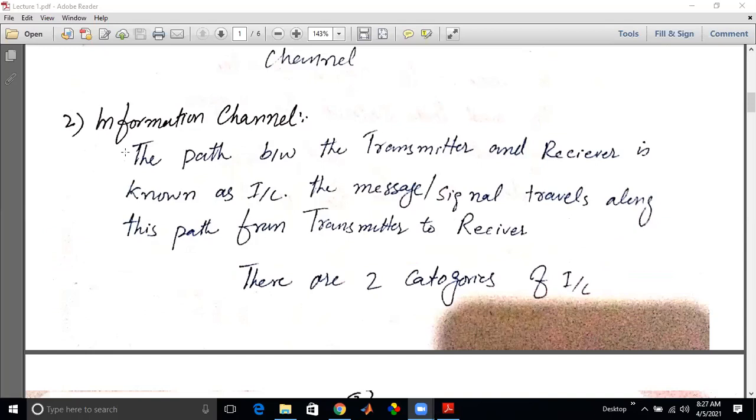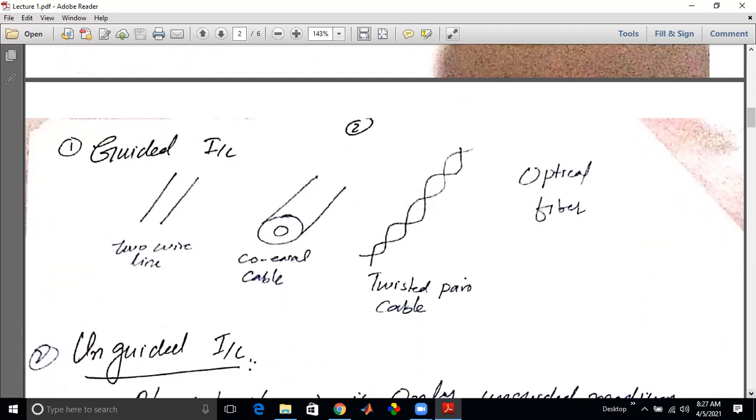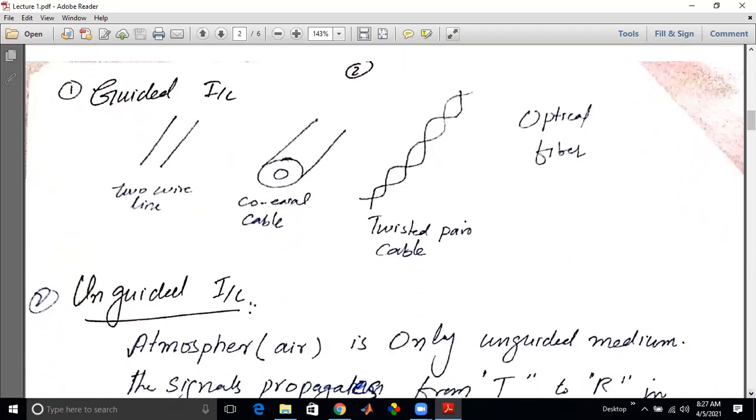So simply we mean that the path between the transmitter and the receiver is known as the information channel, and the message signal will travel along this path from transmitter to receiver. There are two categories of information channel. We can divide the information channel into two categories.